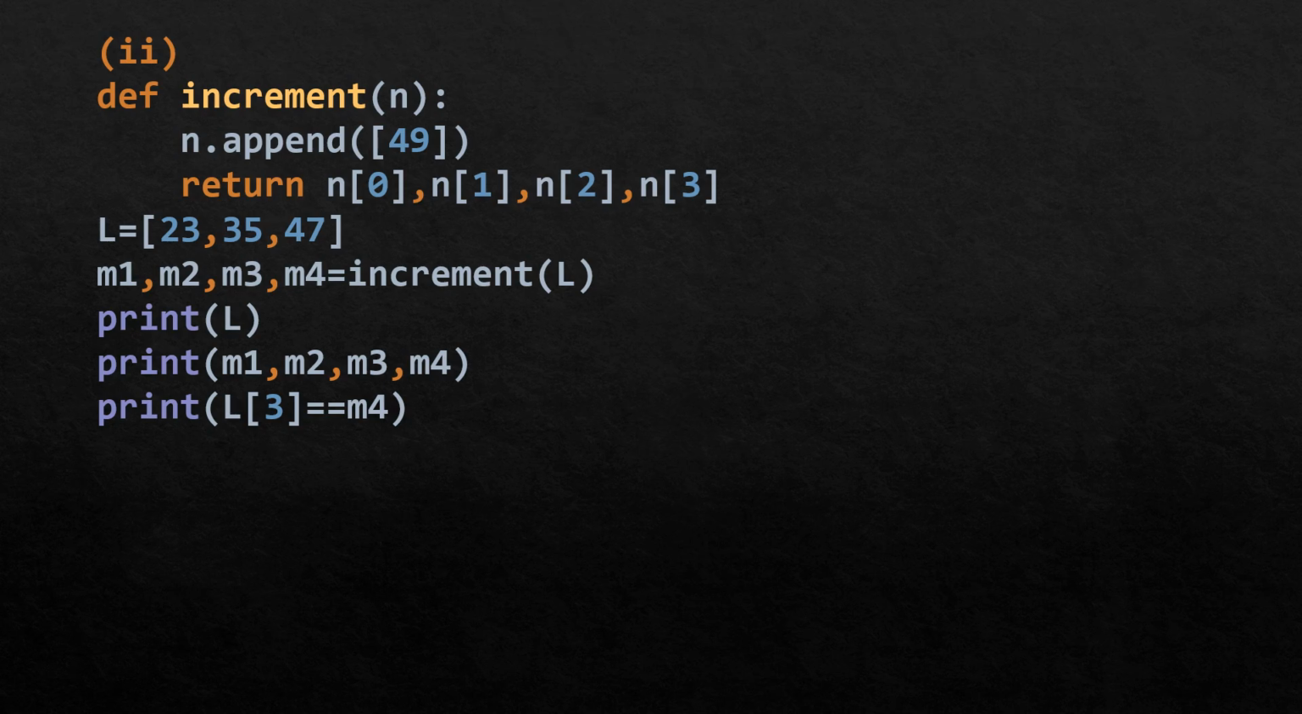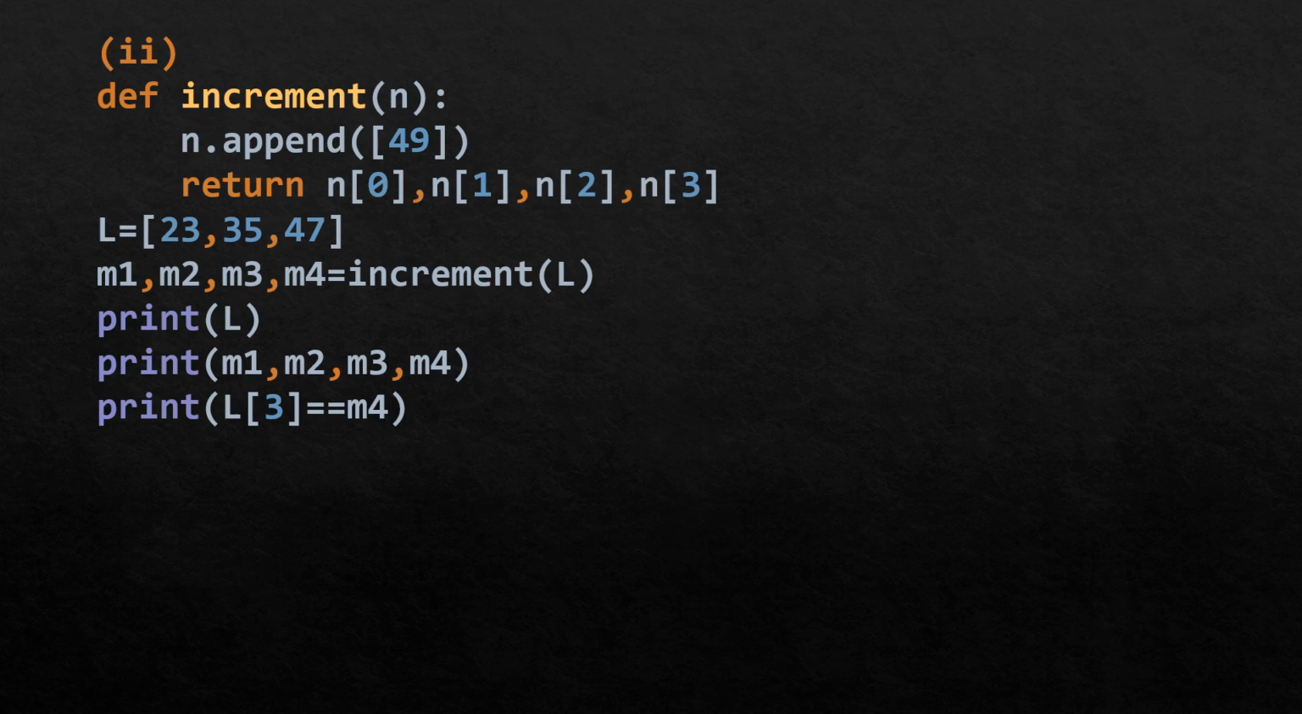Now here the increment function is there with a variable n. It will be appended with a value 49. Now it will return four values: n[0], n[1], n[2], and n[3]. Let's say there is a list having three values: 23, 35, and 47. The increment function is called for L, and the return values are stored in variables m1, m2, m3, and m4. As you can see here, m1 will store the value 23, m2 will store 35, m3 will store 47, and m4 will store 49, which is appended.